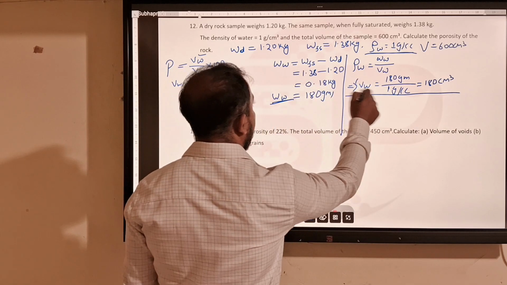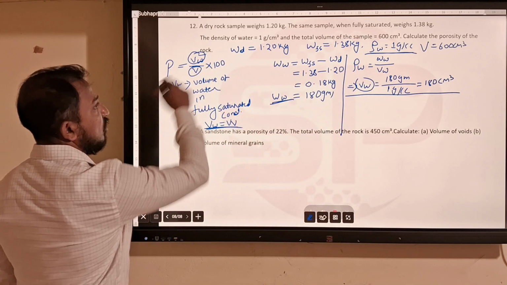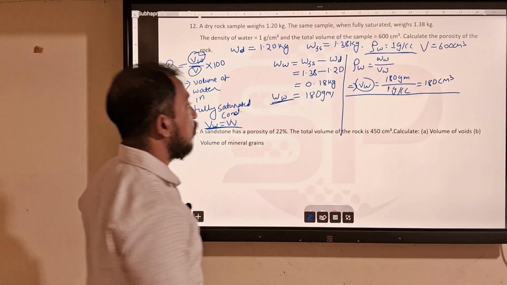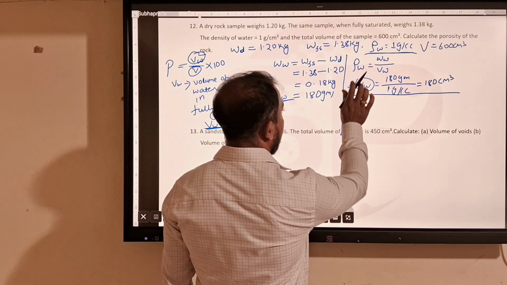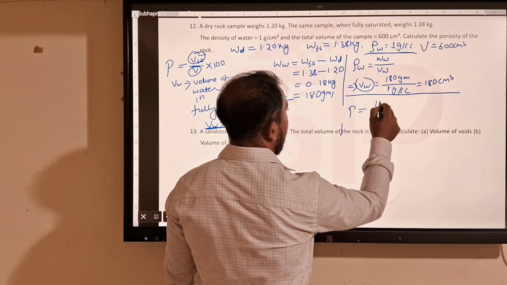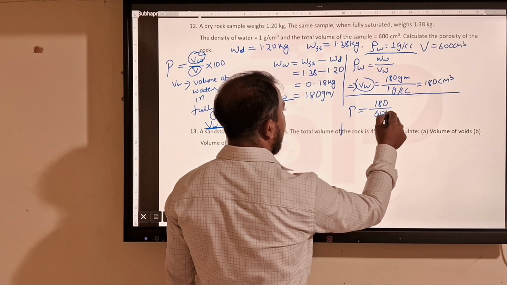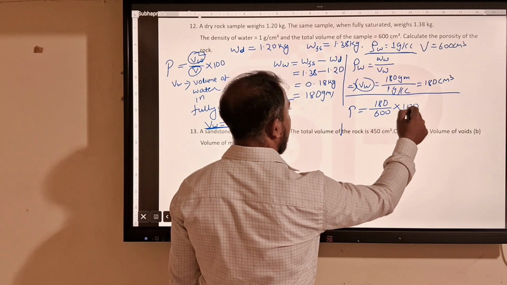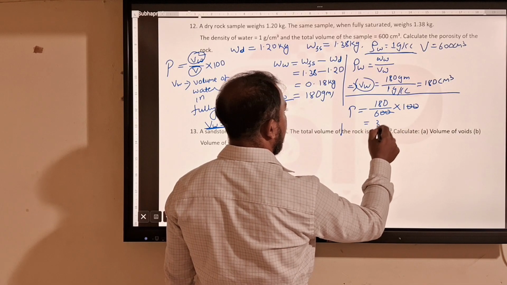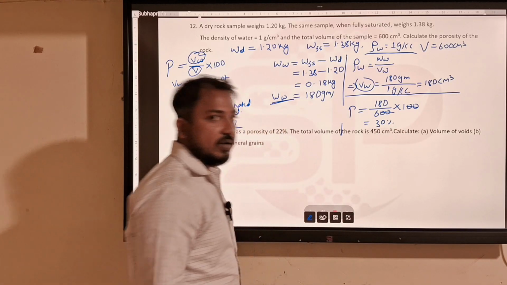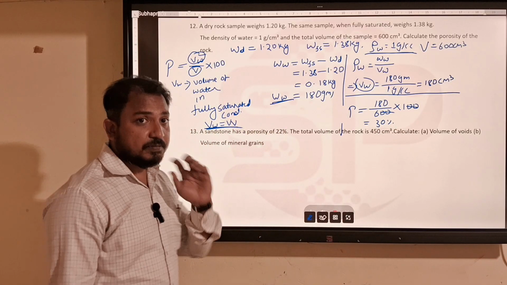Now we have volume of water, we have total volume. Now we can easily calculate the porosity. So porosity will be 180 divided by 600 into 100, it will be 30%.